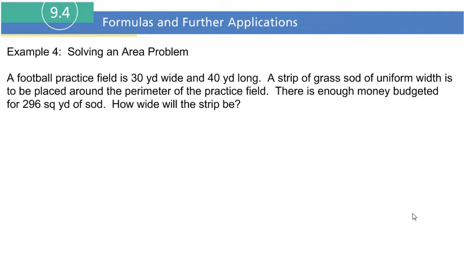A football field, a practice football field, is 30 yards wide and 40 yards long, and a strip of grass, of sod of uniform width, which is just basically the same width, is to be placed around the perimeter of the practice field. Now, there's enough money budgeted for 296 square yards of sod. How wide will the strip be?